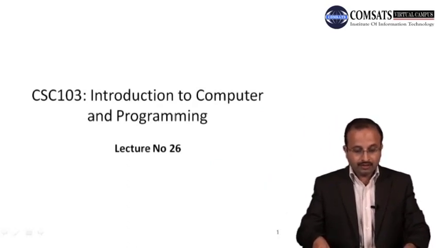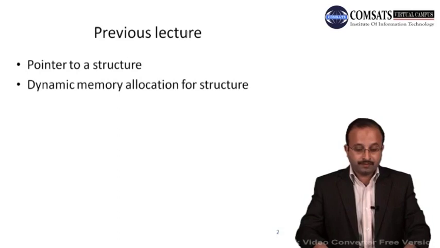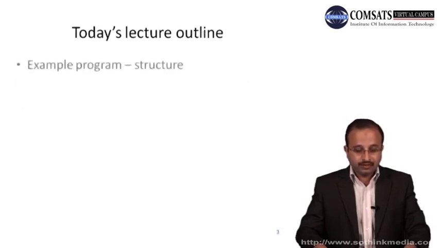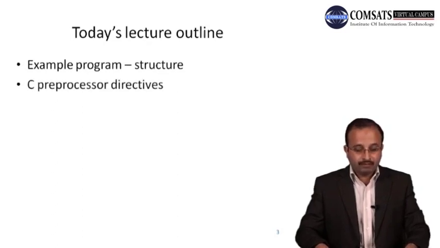In the previous lecture, we have seen pointer to a structure and how we can access elements through this pointer, dynamic memory allocation for a structure, and passing a structure to a function. And in this we have seen that we can pass individual elements of a structure, as well as we can pass the entire structure by value to a function, as well as we can pass the address of a structure to a function. In today's lecture, first we will write a program that uses a structure to store the book information input by the user, and then we come to the C preprocessor directive.